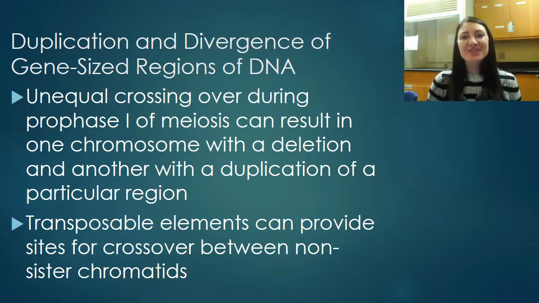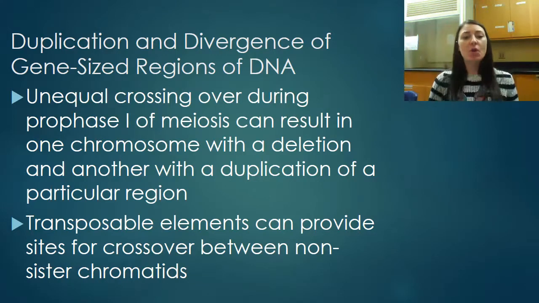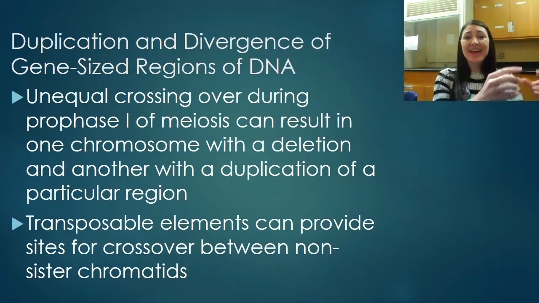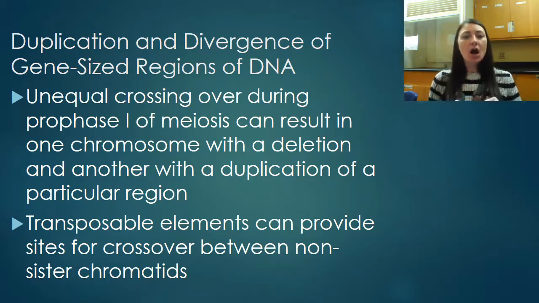When our meiosis machinery is not working properly, we get unequal crossing over, meaning we're not swapping out two identical or complementary pieces of chromosomes during prophase 1. It can result in a chromosome that is missing an entire piece of a gene, and then another chromosome that has a duplication. It has two sets of genes for that particular trait.